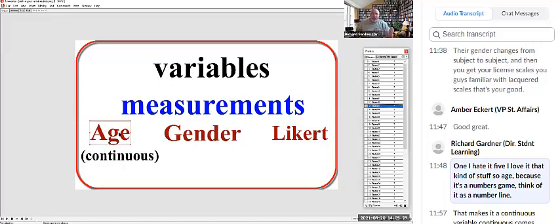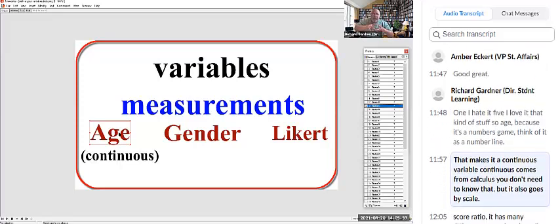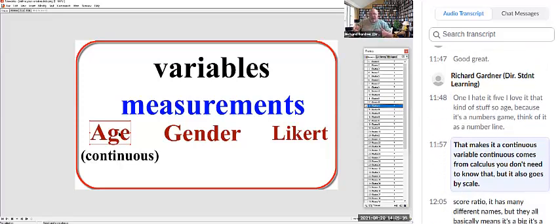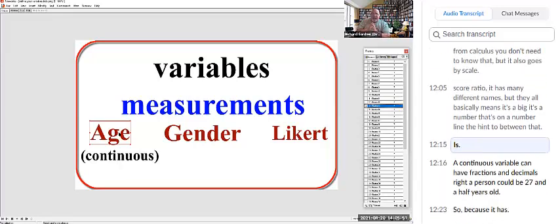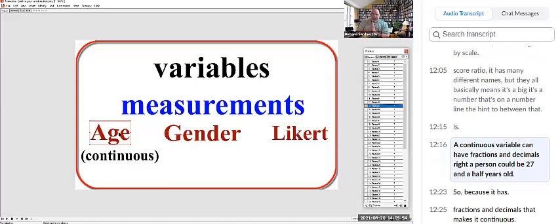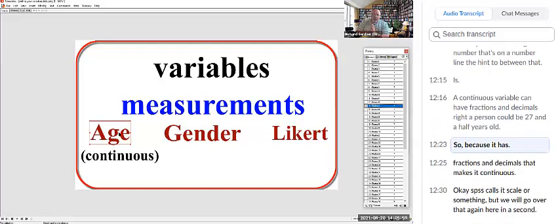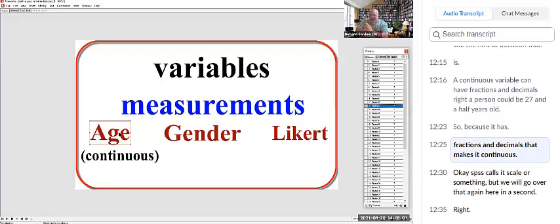So age, because it's a number scale, think of it as a number line. That makes it a continuous variable. Continuous comes from calculus. You don't need to know that. But it also goes by scale, score, ratio. It has many different names, but they all basically mean the same thing. It's a number that's on a number line. The hint is that a continuous variable can have fractions. It can have decimals, right? A person could be 27 and a half years old. So because it has fractions and decimals, that makes it continuous.